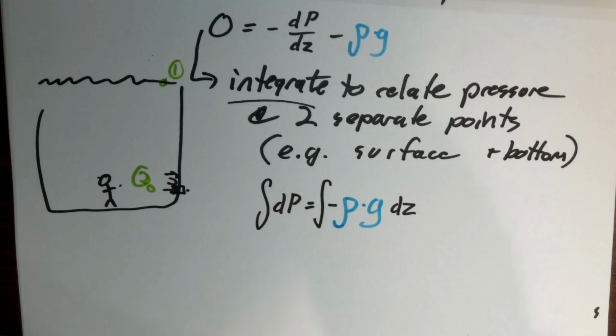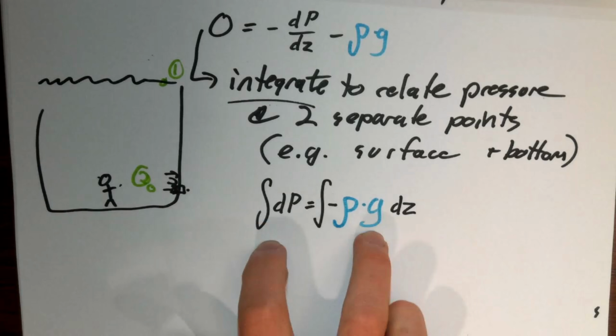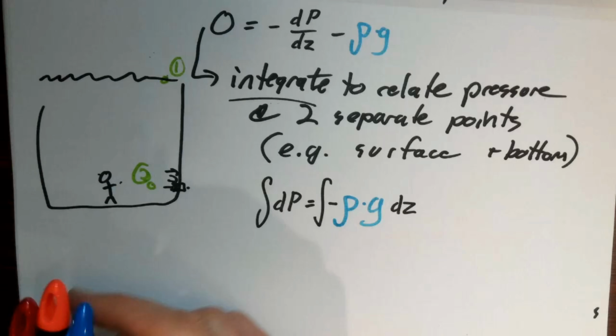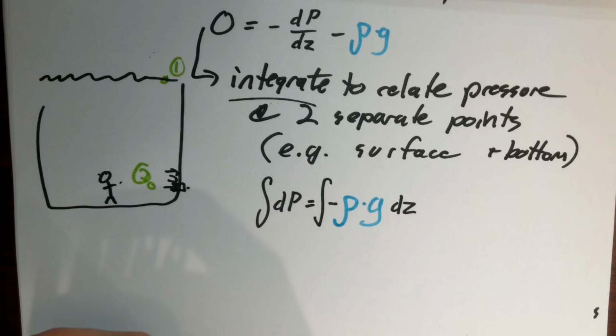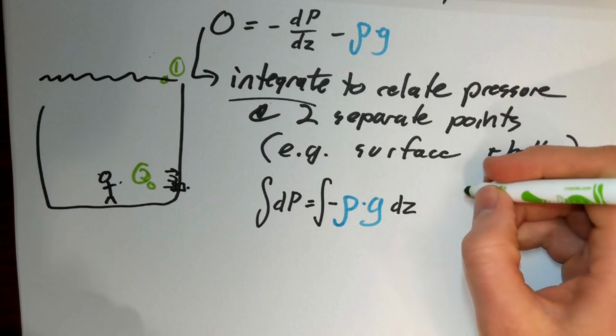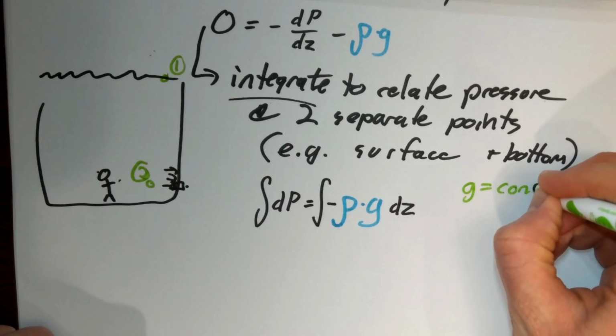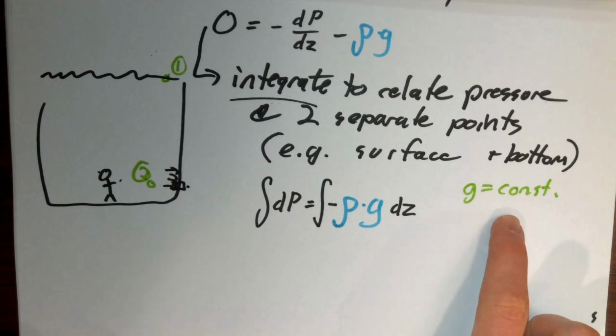Now, we're moving towards a pretty useful result, but we haven't gotten all the way there. We can get all the way there if we make a couple interesting assumptions. So one assumption, which I think is a pretty good assumption, is that gravity is equal to a constant.